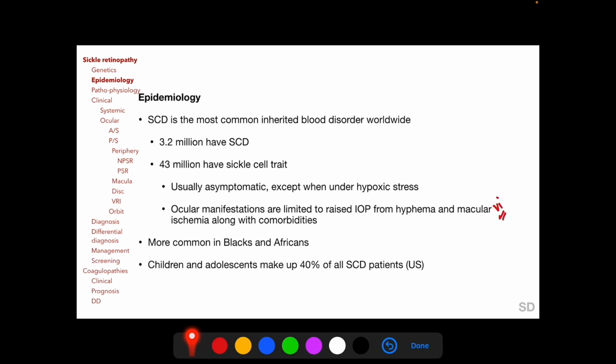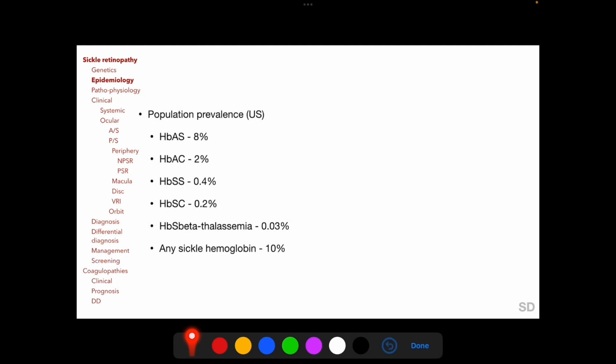Sickle cell disease is more common among blacks and Africans, and children and adolescents make up a large proportion of all sickle cell disease patients. Among the three sickle genotypes, HBSS is much more common than HBSC, and HBS beta thalassemia is even less common. But as we have already mentioned, and which we will further discuss, proliferative sickle retinopathy is much more common in HBSC and HBS beta thalassemia genotypes as compared to HBSS genotype, whereas acute severe retinal vascular occlusions are more common in HBSS genotype as compared to HBSC and HBS beta thalassemia genotypes.